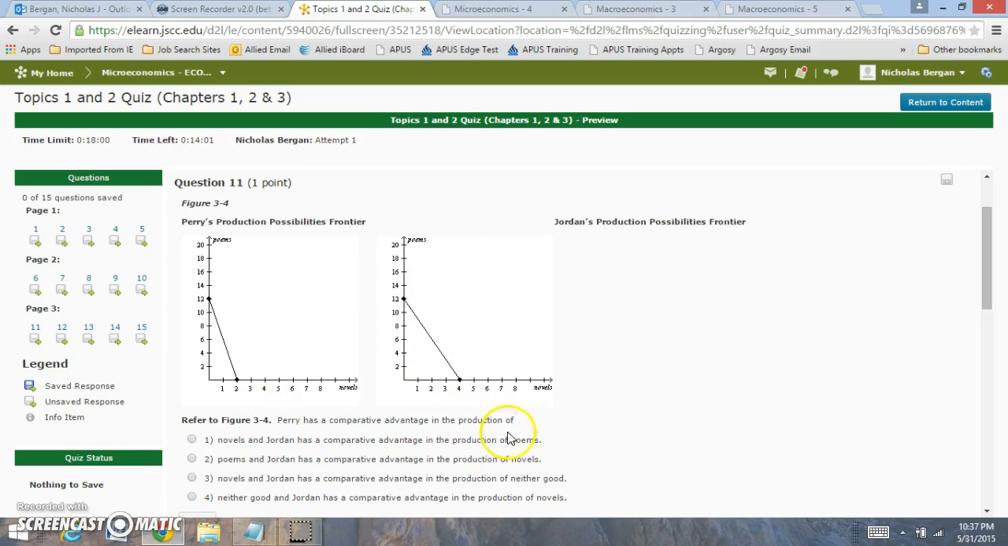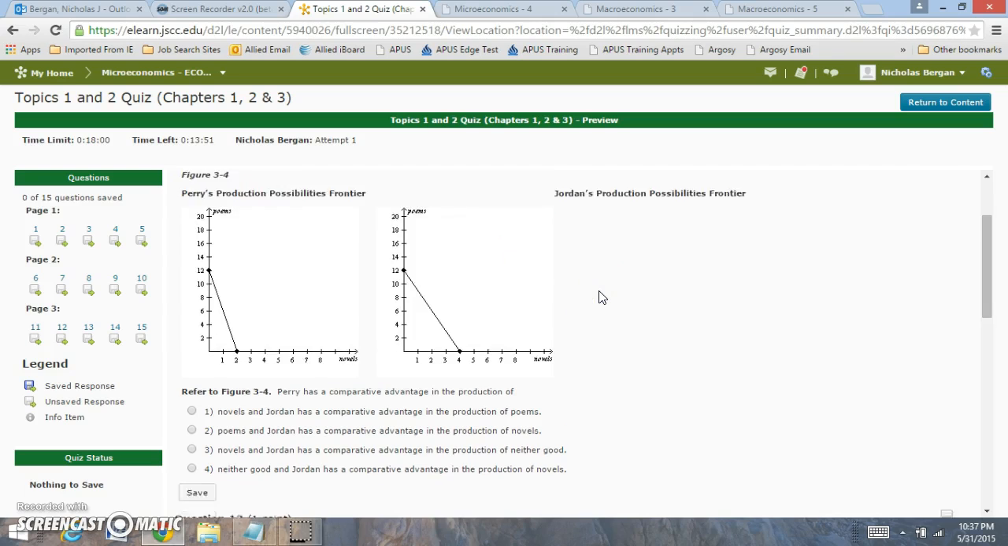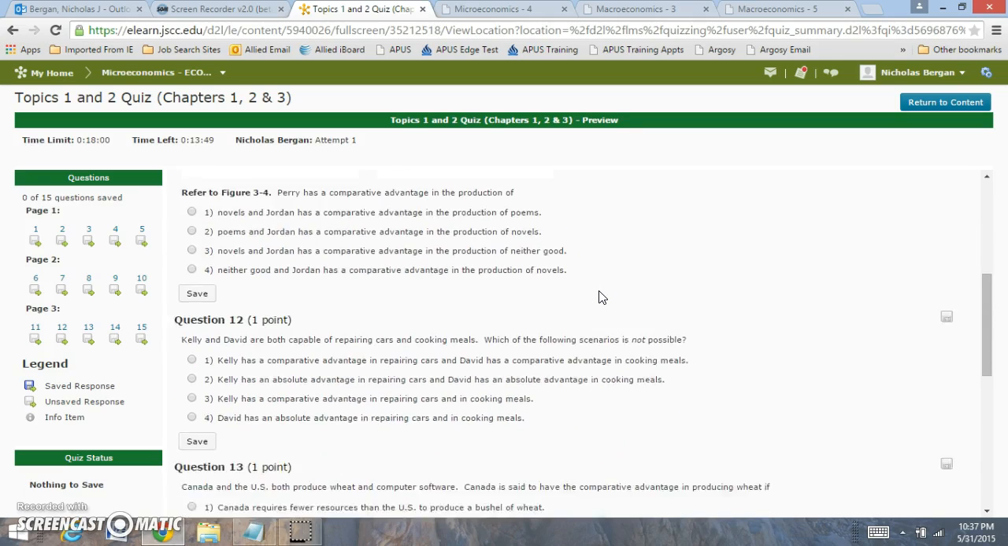So they want to know the comparative advantage. Who has a comparative advantage? When you calculate the novels and poems, you want to figure out who has the lower opportunity cost. That's who's going to have the comparative advantage.